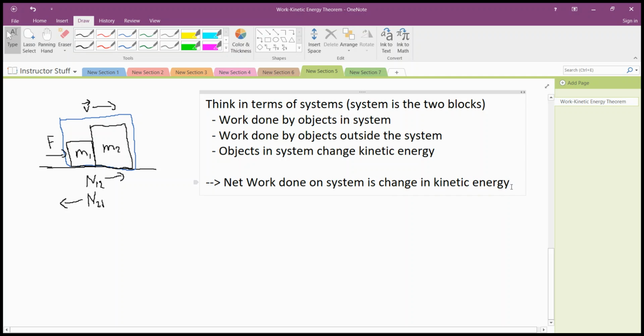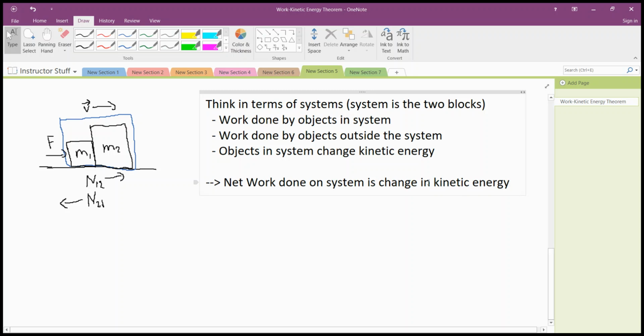When we talk about systems, we sometimes are a little bit vague about whether it's the objects that are gaining kinetic energy or it's the system that's gaining kinetic energy. The objects gain kinetic energy, but if those objects are inside our system, we usually say it is the system that is gaining kinetic energy. It is the system that undergoes a change in kinetic energy.